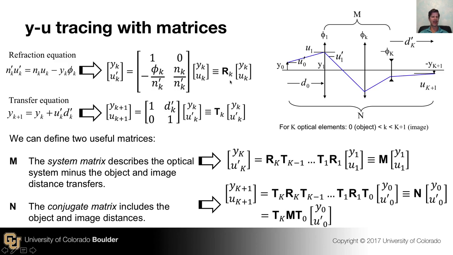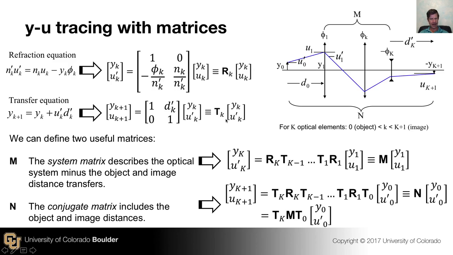And of course, similarly, we can look at the transfer equation, and we can take now a ray height and a ray angle out of a surface and get to the next surface where we have a new ray height and a new ray angle. Of course, this ray angle going into the k+1 surface had better be equal to the ray angle that came out of the k surface. And again, that's what the 0, 1 down here mean. So this is just the transfer equation wrapped up in a 2 by 2 matrix we'll call the transfer matrix.